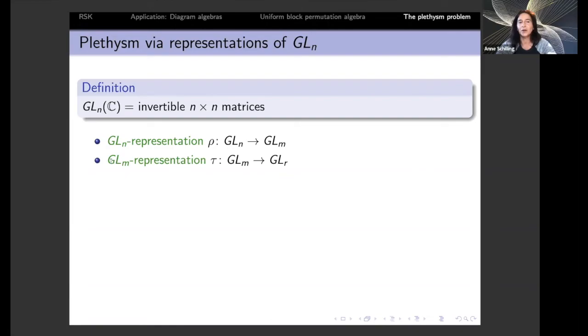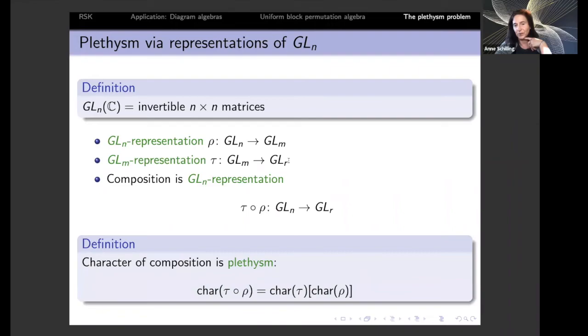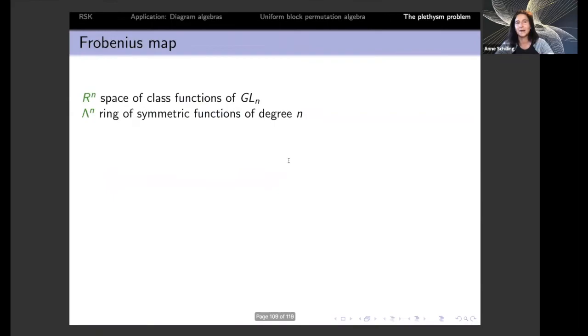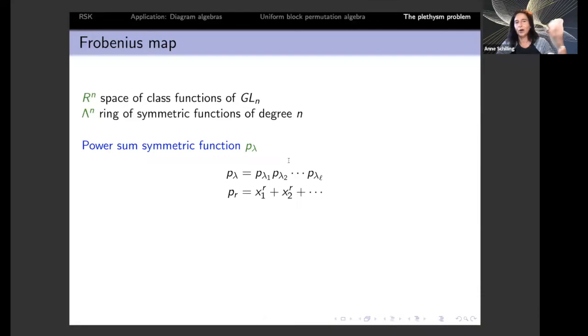Then suppose that you also have a GLM representation, which you can think of as a homomorphism from GLM to GLR. If you have that, you can compose the two, right? So you can compose the two representations. And if you look at the characters of these representations, that's also what's known as the plethysm. How do we translate that back to symmetric functions or the Schur functions? That uses what's called the Frobenius map. So if you have the class functions of GLN, this just means functions that are constant on conjugacy classes. And if lambda n is the ring of symmetric functions of degree n, then on lambda n, we have, for example, the power sum symmetric functions.